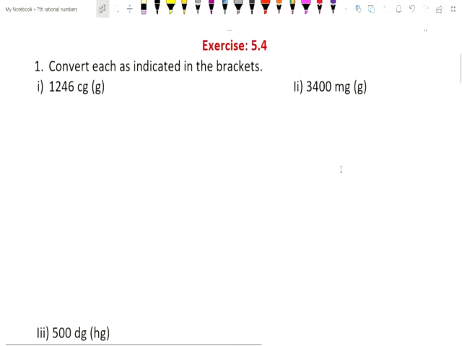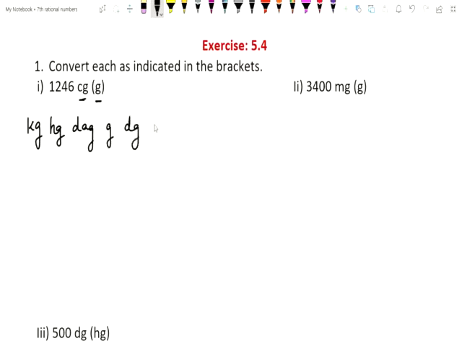Convert each as indicated in the brackets. Here in the bracket, gram is given. The question has centigram, and we are going to convert centigram into gram. First you write the order: kilogram, hectogram, decagram, gram, decigram, centigram, milligram. So centigram we are going to convert into gram.